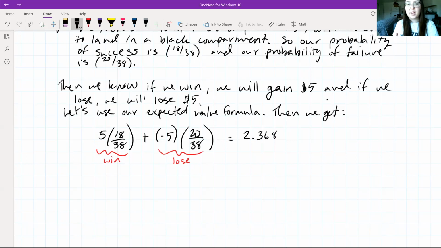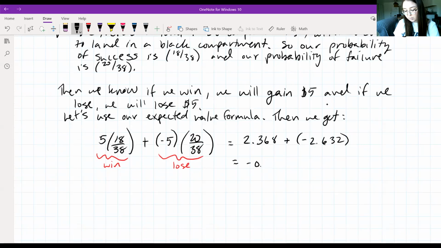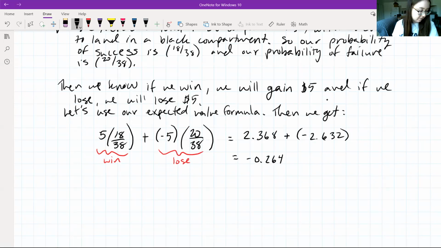2.368, and we just want to add on that last digit just to get an idea of where we need to be rounding in the end. Plus, and this is going to be negative 2.632. So then when we add these values together, we're going to get negative 0.264.